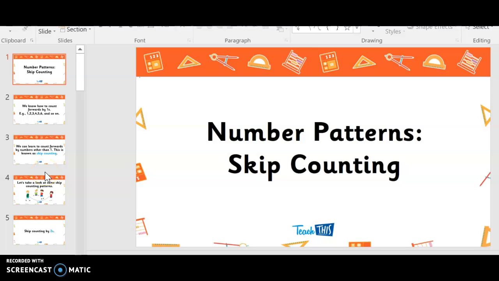This slideshow is to help you to find the rule in number patterns. Number patterns just don't happen. They have to follow a rule. And if you watch the slideshow, it will help you to understand how to find the rule.